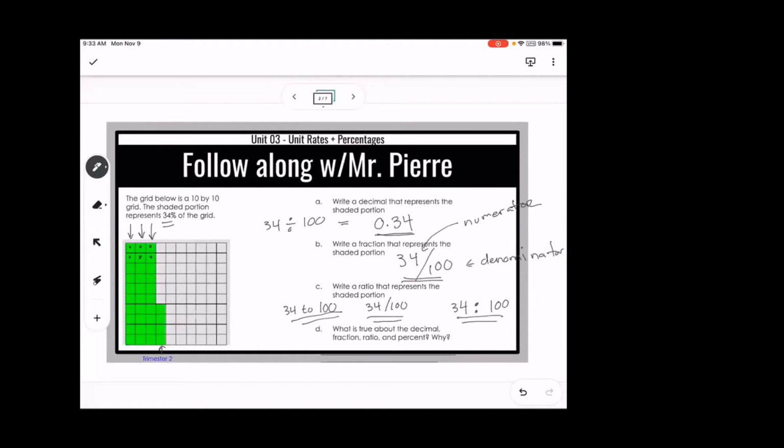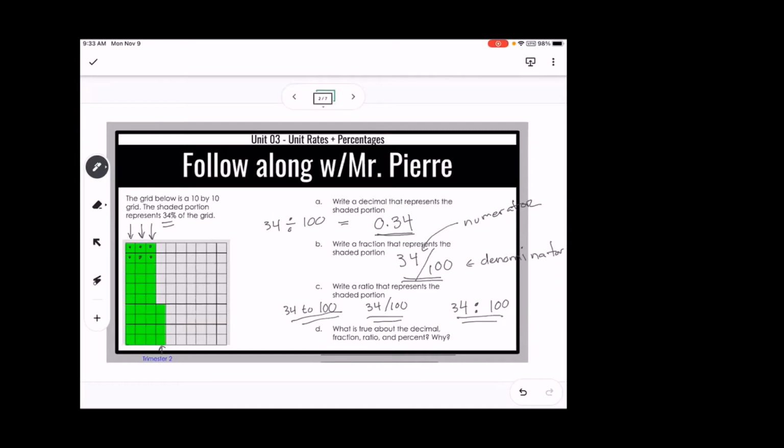They're all 34 to 100. Yeah, they all represent the same thing. A percent, written as a percent of 34 over 100, can also be written as a decimal. It can also be written as a fraction and as a ratio. No worries, Yaretsi, I didn't know you were eating. It's all good.